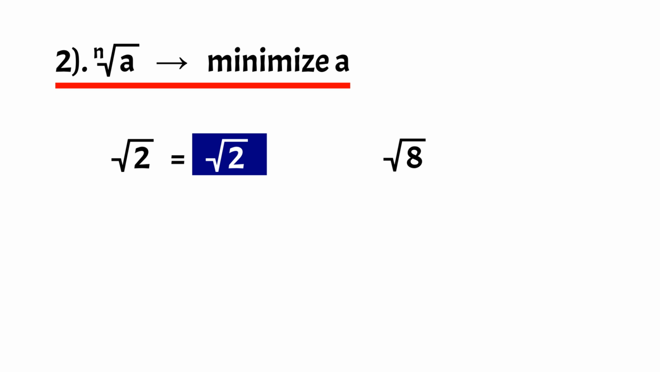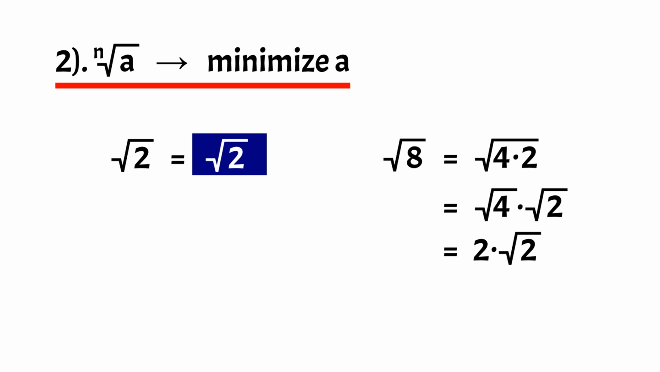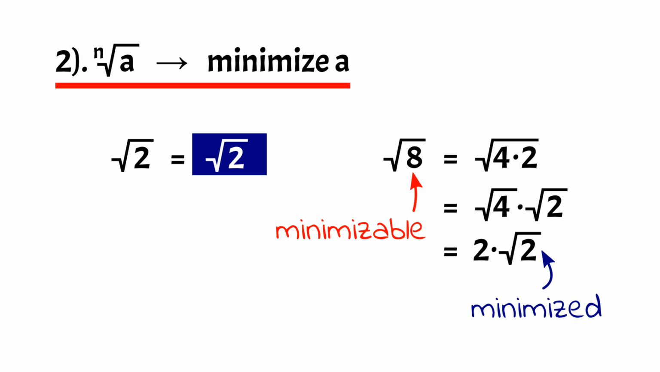For example, if we see square root of 8, we know that 8 is 4 times 2, and 4 has a square root of a whole number. Thus, we separate them and take the root. So the radicand is now 2 and it's minimum.